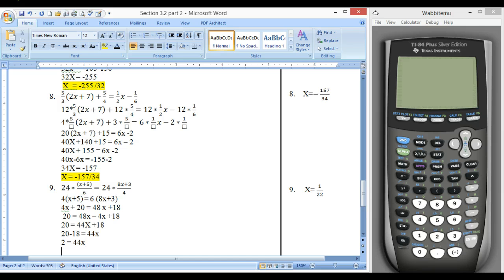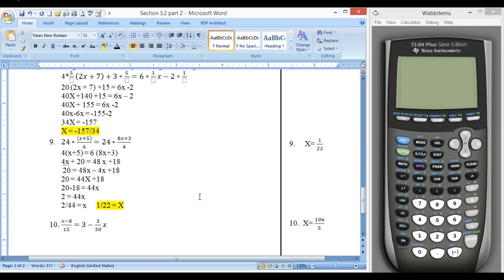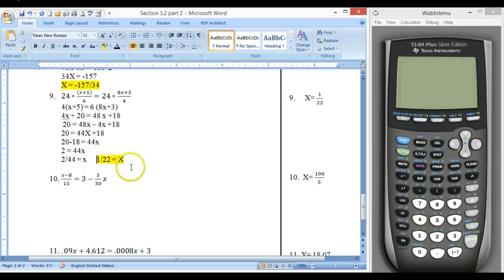And to continue isolating the x, divide both sides by 44, which gives me 2 over 44 equals x, which simplifies, dividing both the top and bottom by 2, 1 over 22 equals x. There we go. So it wasn't too bad. Let's move to the next one, number 10.